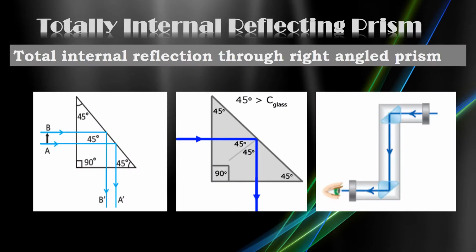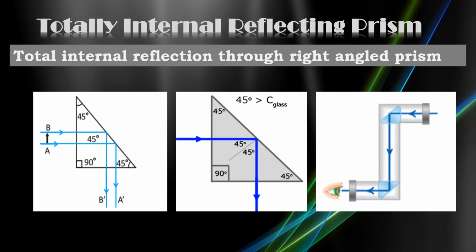The first application is totally internal reflecting prism. Students, we are going to talk about two types of totally internal reflecting prisms. The first one is the right angled prism. Many optical instruments use right angled prisms to reflect a beam of light through 90 degrees, such as cameras, binoculars, periscope, and telescope.